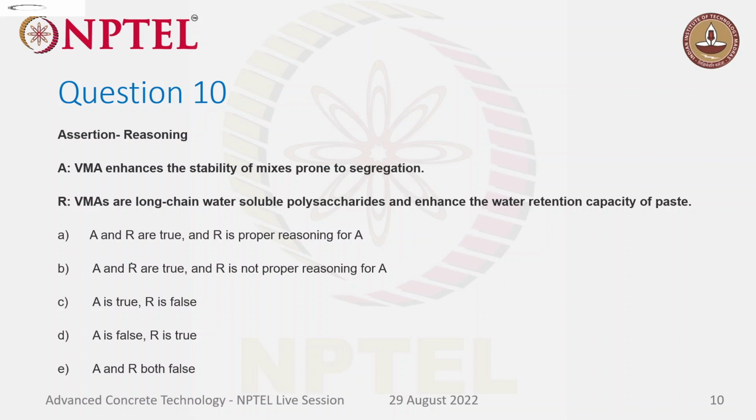And if you're picking B, you're saying that both assertion and reasoning are true, but the reasoning, the second statement, does not clearly explain the first statement. Remaining options are, I think, very clear. Please give your answer in polls or chat box.